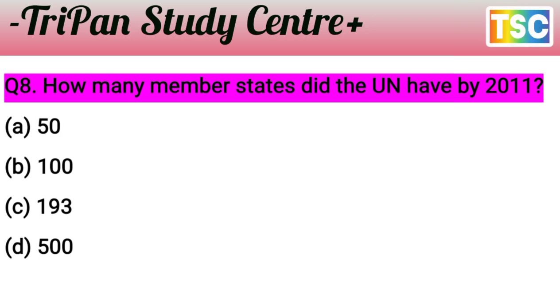You must have thought of your answer. Let's see what is the answer to this question here. The question is clear. How many member states did the UN have in 2011? You know that 50 is nothing, 100 is nothing, and 500 is impossible. But answer is C. 193 members in 2011. The answer is C. 193 members in 2011. That's important. Let's see next question here.